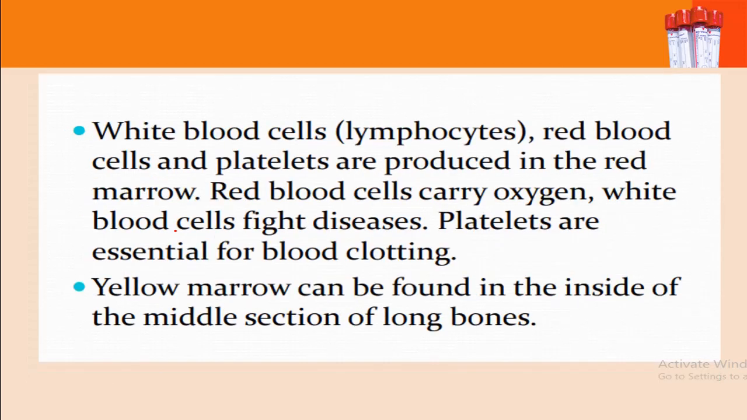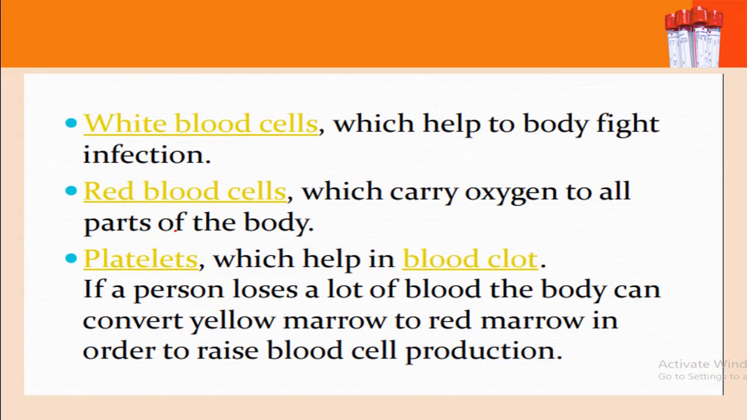Red bone marrow can also be found at the end of your long bone, such as the humerus and your femur. Okay, white blood cells and the lymphocytes, the red blood cells, the platelets are produced in the red bone marrow. And as you know, the red blood cells are the one responsible for carrying oxygen, while your white blood cells are responsible for fighting diseases or infection. For the platelet naman, siya ay responsible for blood clotting. Yung yellow marrow ay makikita inside the middle section of the long bone. Okay, ito yung kinakain nyo na sa bulalo. Okay, that's the yellow marrow. It's not the red bone marrow that's responsible for hematopoiesis. Okay, so sabi nga, the white blood cells help to fight infection, the RBC for oxygen, and platelet for blood clot.